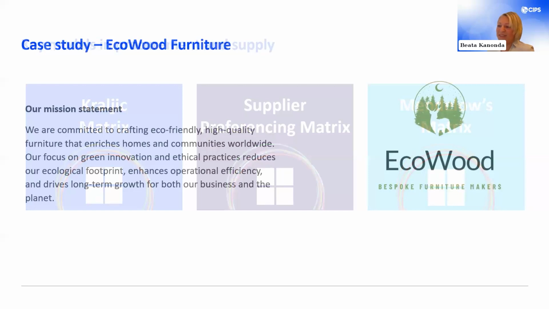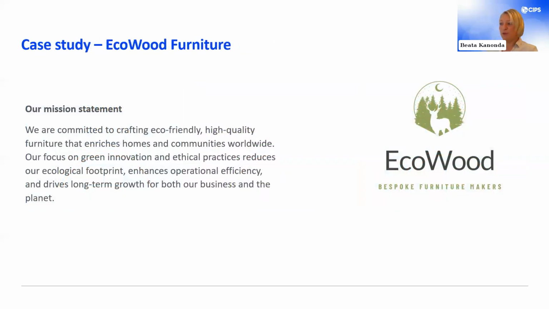So let's have a look at the scenario that we're going to use to illustrate the models. EcoWood Furniture is a fast-growing company that specializes in manufacturing furniture from sustainably sourced materials like wood. With continued growth comes the need to improve their procurement and supply chain strategies.